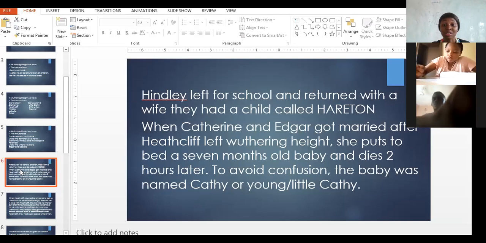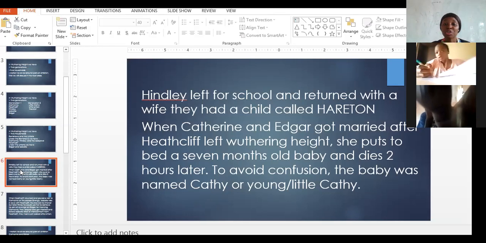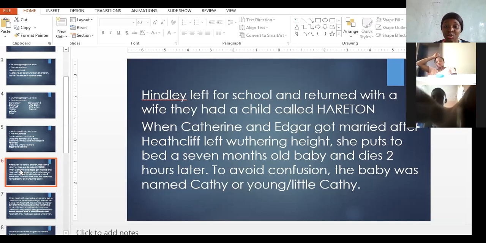Now, Hindley was a spoiled child. He had no respect for his parents. He does things that are not called for. And so he was like a truant, a spoiled child. And so Mr. and Mrs. Earnshaw were advised to send Hindley to school. And so Hindley went to college, and at the end of college, he returned with a lady. The name of the lady is Frances. And so both of them married, and they gave birth to a child called Harrington.